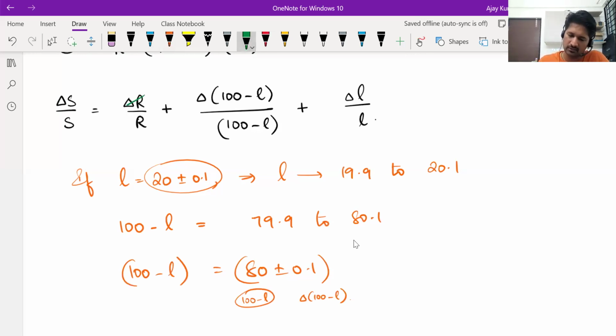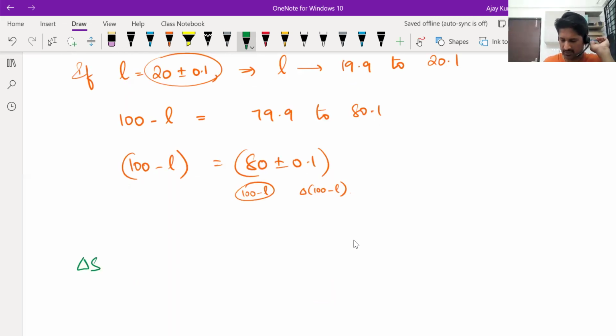Delta R was 0.1. Actual value of resistance was 10. Error in 100 minus L is 0.1. Actual value of 100 minus L is 80. Error in L is 0.1. Actual value of length is 20. That's all. You get delta S by S. Okay. Calculation you can do on your own.